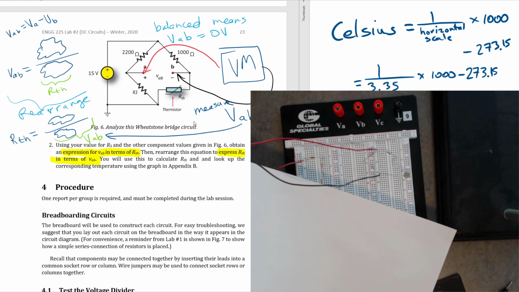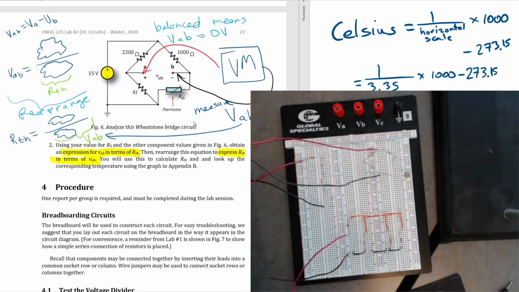There is the pre-lab component, okay? So make sure that you do the pre-lab and be ready to complete the lab and make the measurements and record the measurements during the lab. Okay, good luck with the lab. It's a fun one.